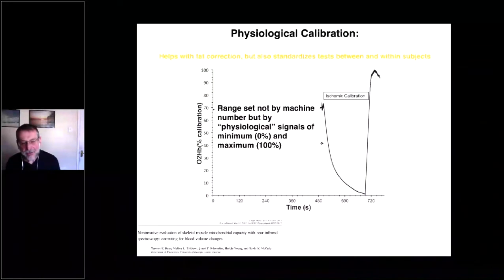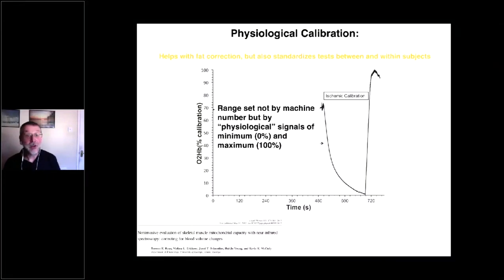And that's what's called a physiological calibration. I didn't used to be a fan of these for a range of reasons, which I can talk about offline or online later. And that is an intention to standardize a test between and within subjects by making the subject his own 0 and 100%, not the machine.